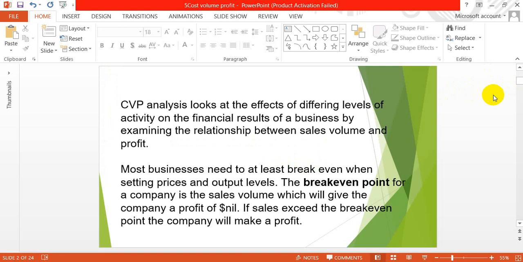Cost volume profit analysis, or CVP in short, looks at the effects of differing levels of activity on the financial results of a business by examining the relationship between sales volume and profit.